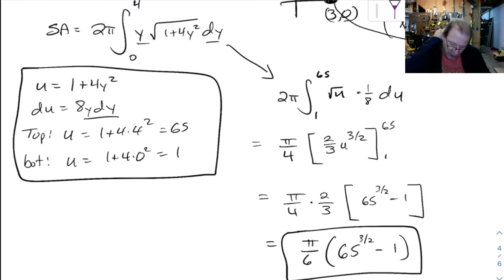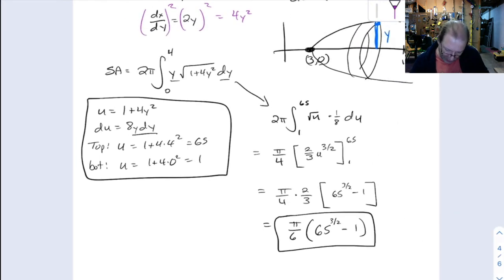Now, if you wanted to, you could go back and do this with respect to x, but let's just do it with respect to y, because that's definitely the easier way to do it.